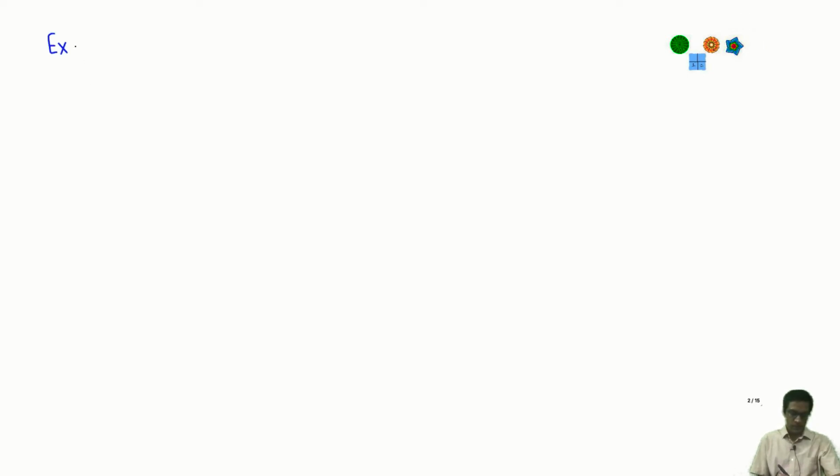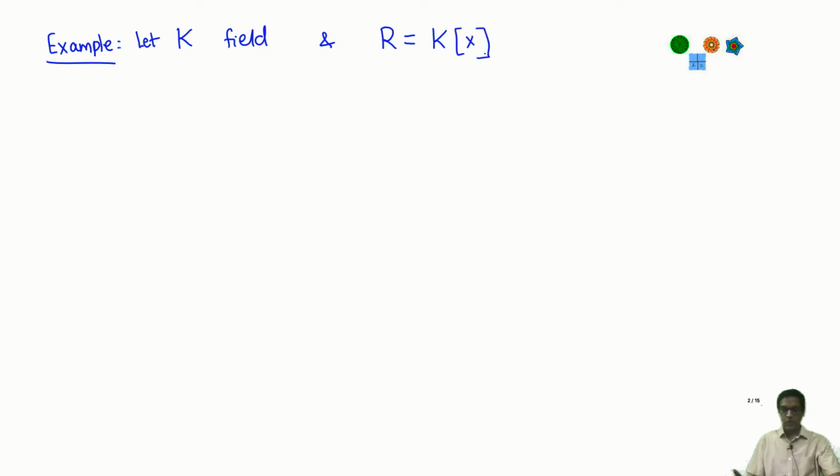So, example: let K be a field, and the ring that we will consider is the ring of polynomials in one variable x with coefficients in the field K. Of course you've seen this ring before, looked at various properties of it, ideals and so forth. Now let's try and understand what modules over this ring will look like.